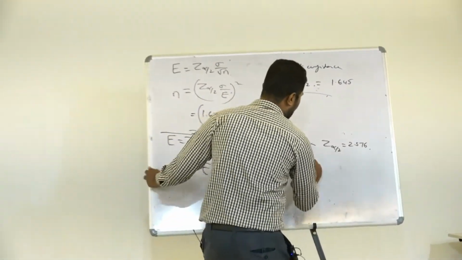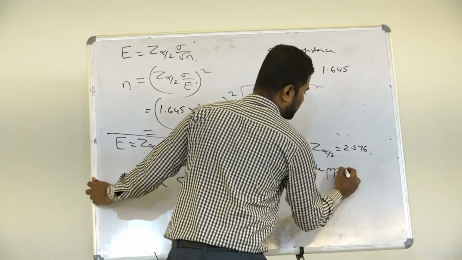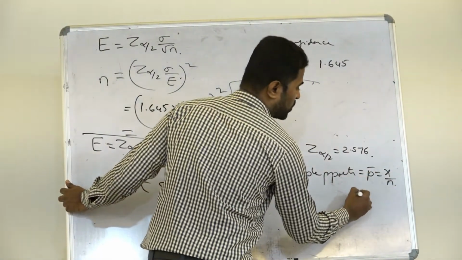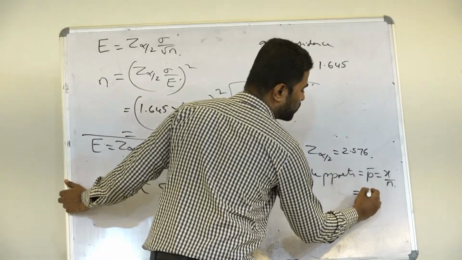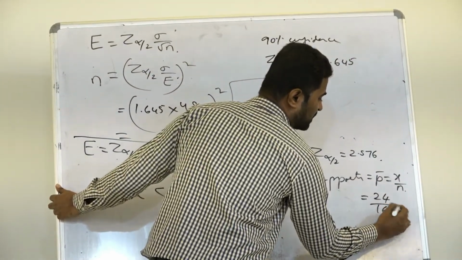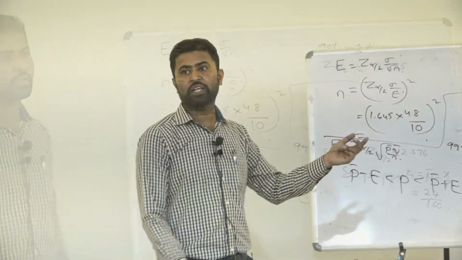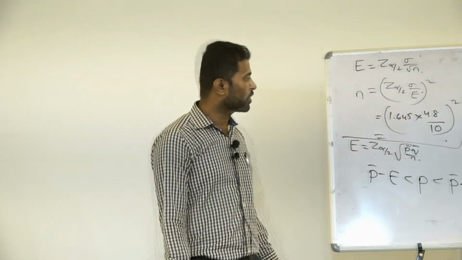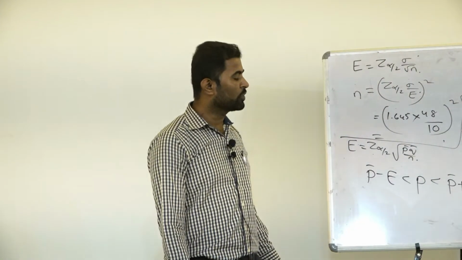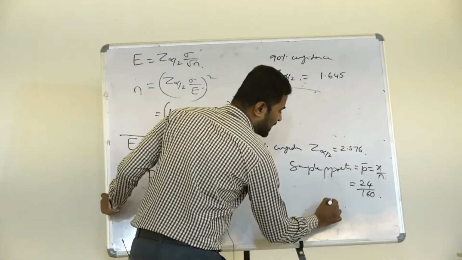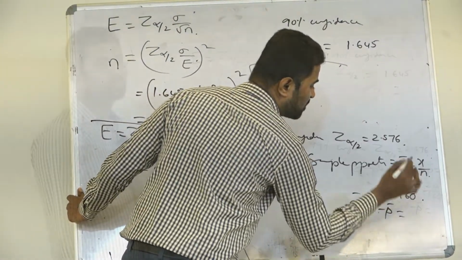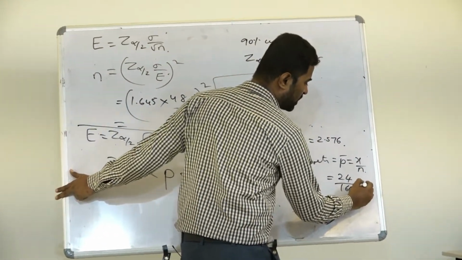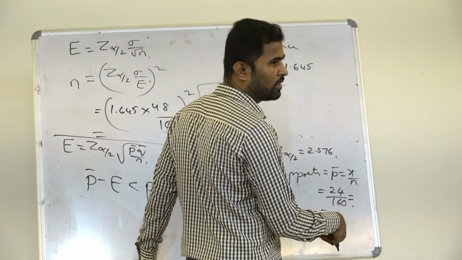Sample proportion is P bar equal to X by N. So out of how many experienced? 24 out of 160. That is P bar. These many out of these many, right? So that will give you the proportion. So 24 by 160 will give you P bar. Then similarly you can calculate Q bar, which is nothing but 1 minus P bar. P bar is 24 by 160.